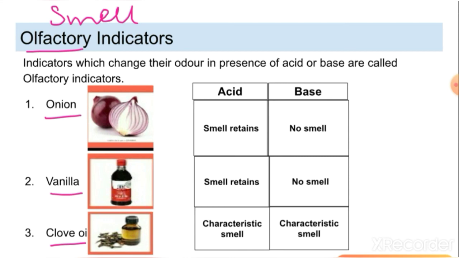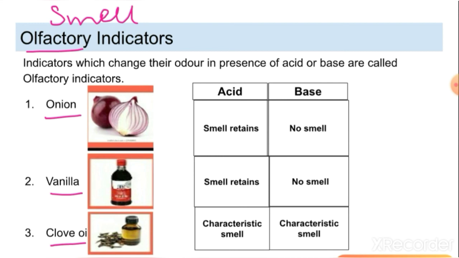Same is for vanilla. If we apply acid to the vanilla, the smell will remain as it is. There will be no change in the smell. But if we apply base to the vanilla, the smell of vanilla will disappear. It will not have that particular smell of vanilla.